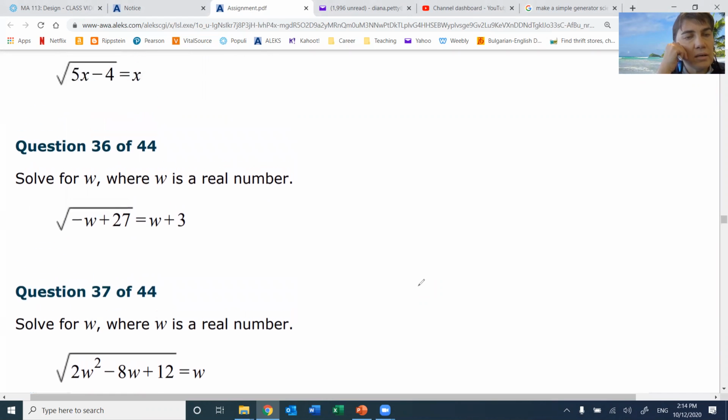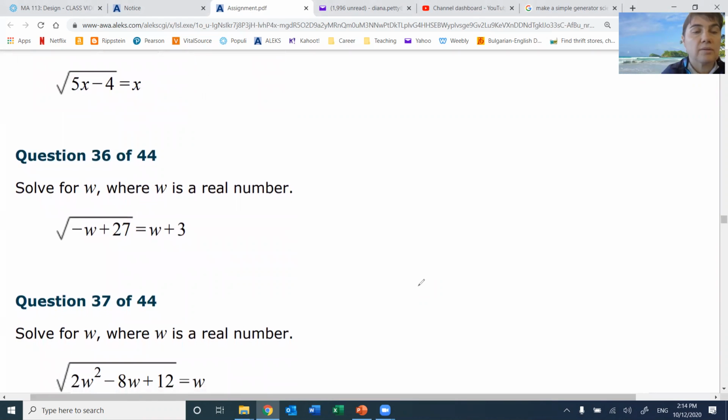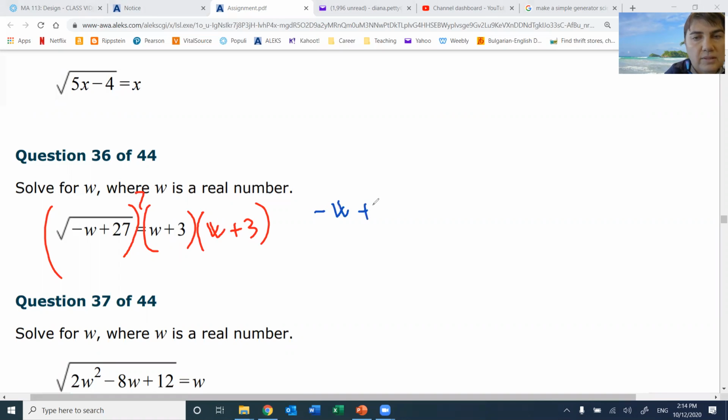Okay. Another one. We're doing it quickly. Square, because these are hard. Good job, Mariano. See, square process. So the right hand side, when you square, just multiply it by itself, since I know you like to do that. So then this would be minus w plus 27, right? Equals.